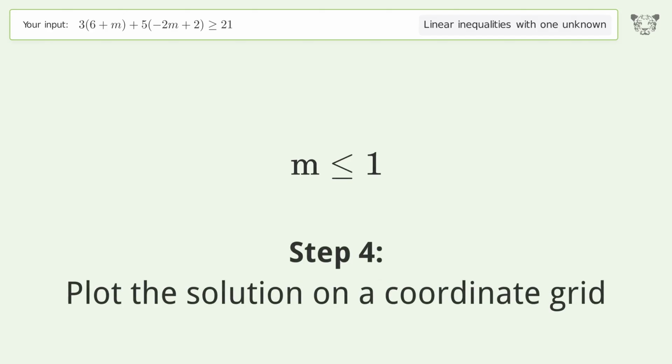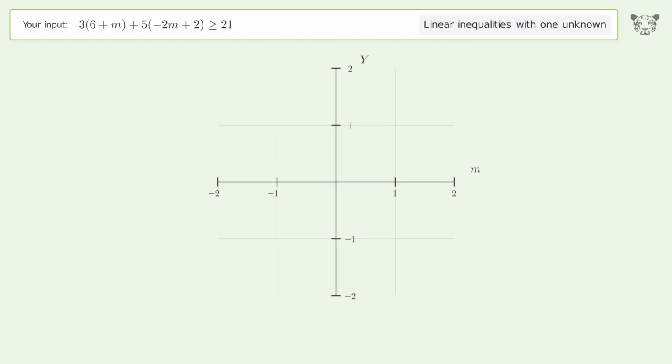Plot the solution on a coordinate grid. And so the final result is m equal or smaller than 1.